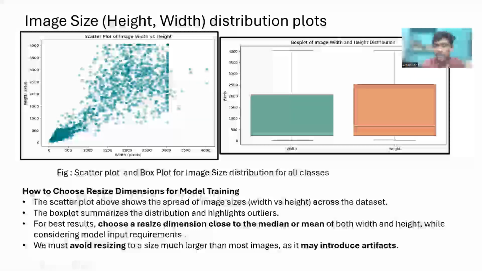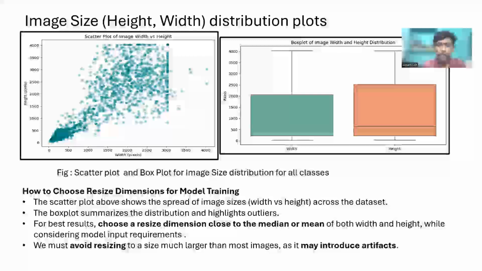The scatter plot shows the spread of images across the dataset. On the right, you will see a box plot. It summarizes the distribution and highlights outliers. This line represents the mean line, right? This mean is close to 630 to 650. We see that they are not distributed equally. There is not an equal distribution along the mean according to the number of data points, right? Yes, but why am I plotting this figure, right?